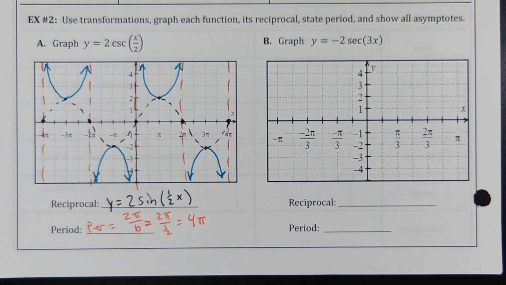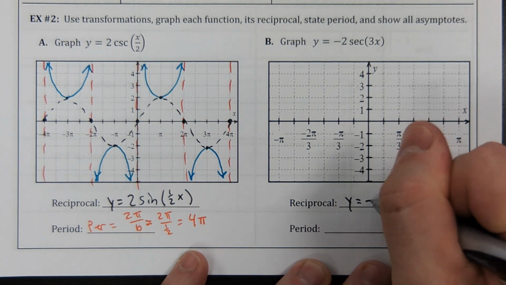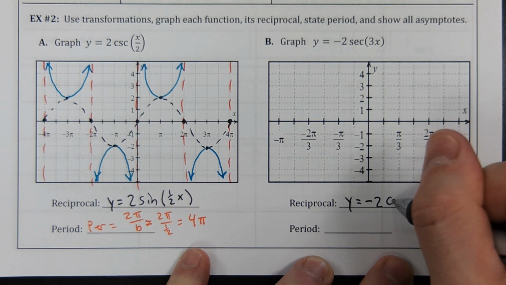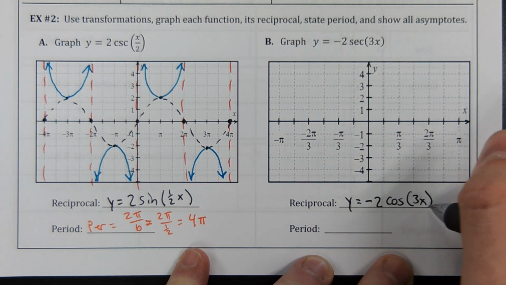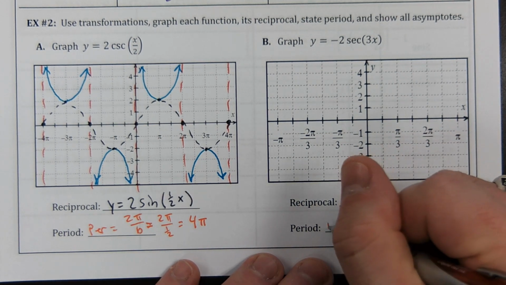Neither one of them has a single inflection point. Isn't that neat? Like I said, this is going to be y equals reciprocal function -2 cosine of 3x. Once again, the midline for the reciprocal function will be the x-axis. But the period length, 2 pi over b.